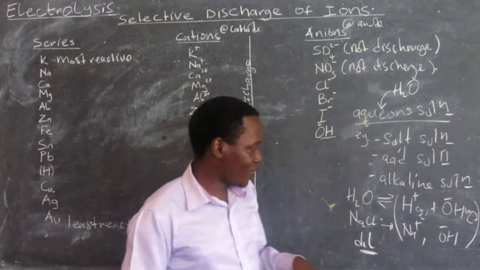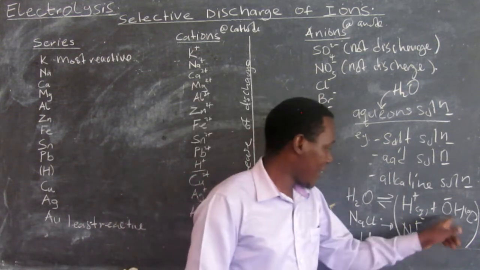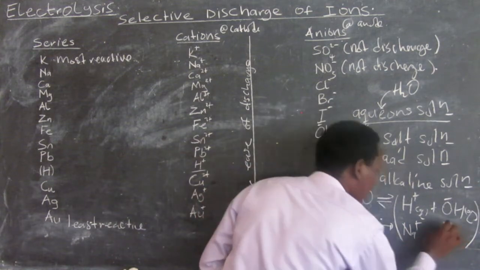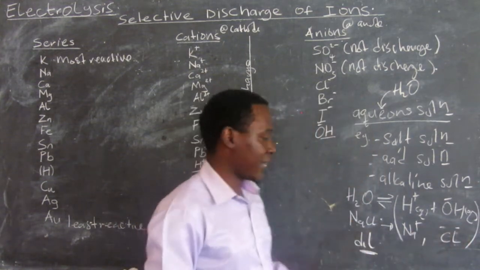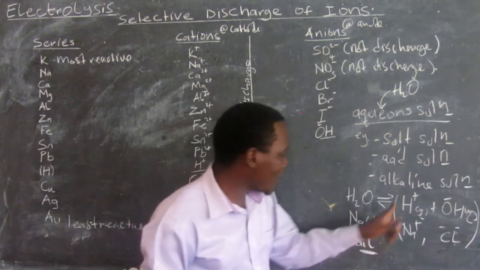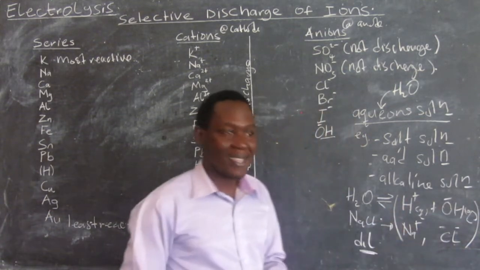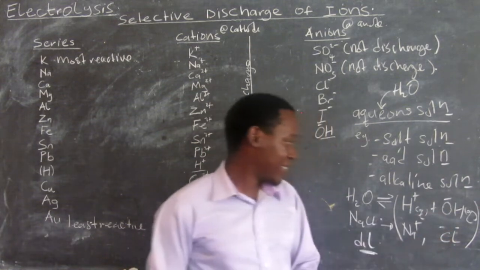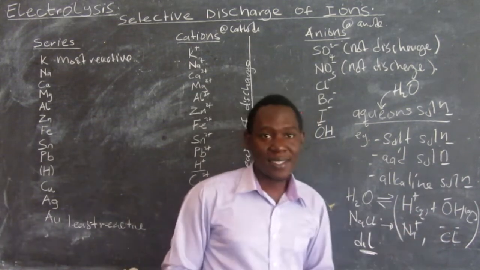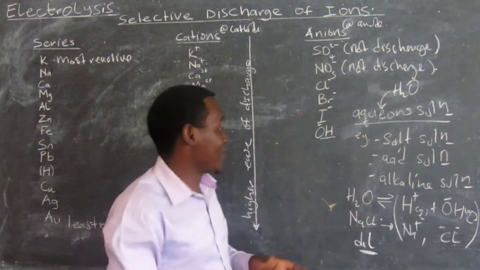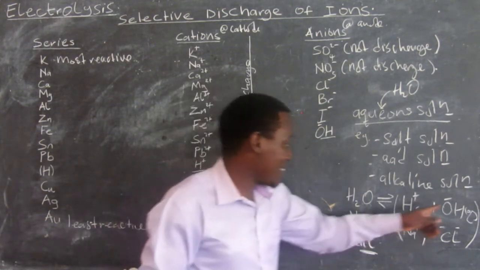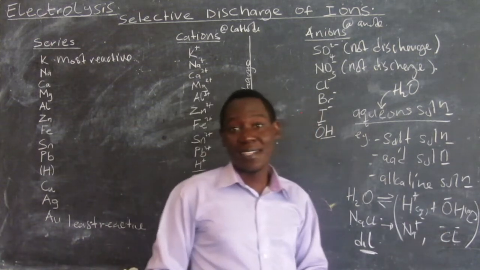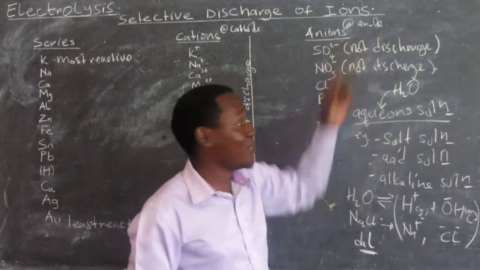When the two dissociate, water gives us the hydrogen ions and the hydroxide ions, and the sodium chloride gives us the sodium ions and the chloride ions. So this solution will contain hydrogen, sodium, hydroxide and chloride ions. The hydrogen and sodium are positive ions, the cations, and they go to the cathode to be discharged. Whereas the hydroxide and the chloride are negative ions, and they go to the anode to be discharged.